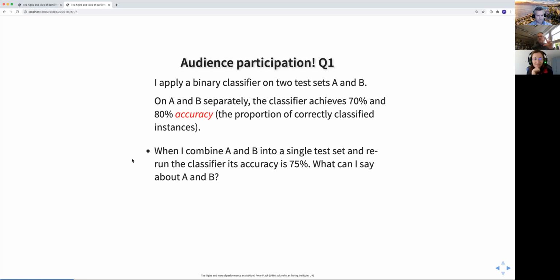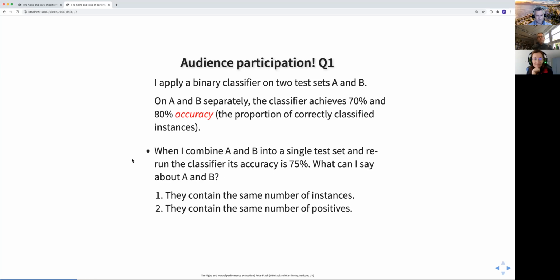Okay, so there are three questions in this poll, and they all look very much the same. At each question, the four options are the same. So what can I say about the two test sets? They contain the same number of instances. They contain the same number of positives. Both or neither. Okay, so exactly one of these answers should apply. So this is question one.